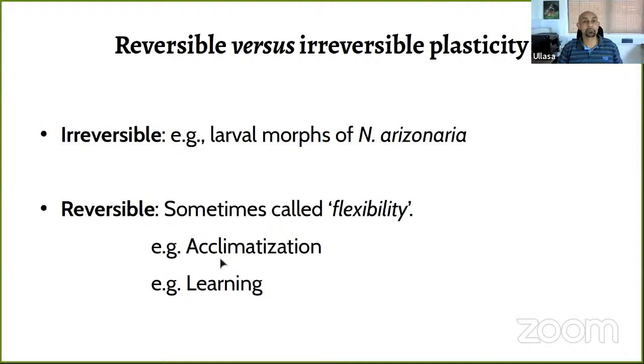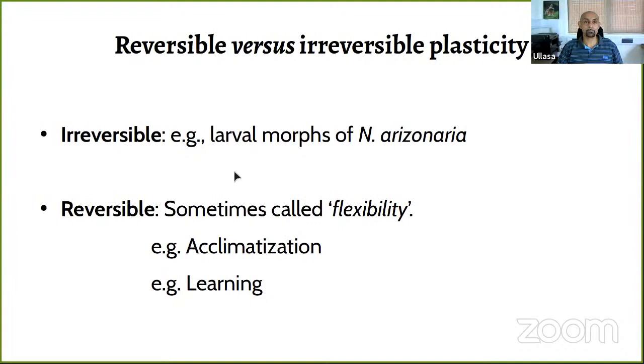Learning. There are chemical changes in our brains, and that is a result of the environment. We see something, we're exposed to something, there are changes in the brain, and these can be reverted back to an original state. So that would also be an example of phenotypic plasticity, except that in this case, it's reversible within the same individual. In the same lifespan, the phenotype can go back and forth.